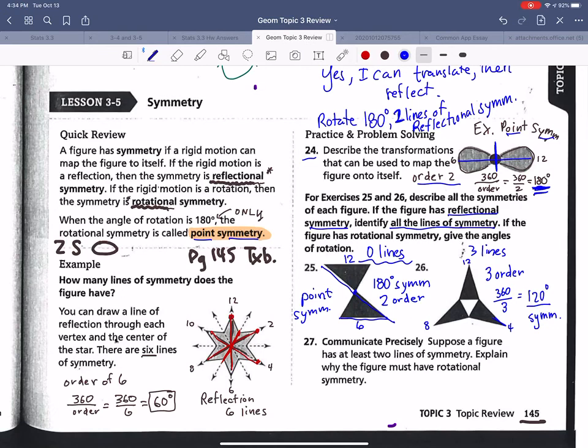Ooh, last problem. So it states, communicate precisely. Suppose a figure has 2 lines of symmetry. Okay, so that's kind of like our little Minnie Mouse thing here. If I fold it here and I fold it here, that's 2 lines of symmetry. Explain why the figure must have rotational symmetry. Oh, this kind of makes sense because if it maps it vertically and horizontally, see how you can rotate it in pieces of 90. I can rotate 90s and eventually map upon itself.